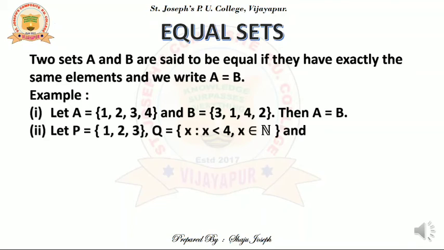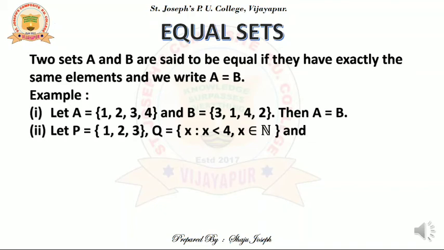Let us consider three different sets here. P written in roster form, P is equal to the set of 1, 2, 3. Q is the set of all x such that x is less than 4 and x belongs to natural numbers. And R is the set of all x such that x lies strictly between 0 and 4 and x belongs to whole numbers. Then we can say that P is equal to Q.